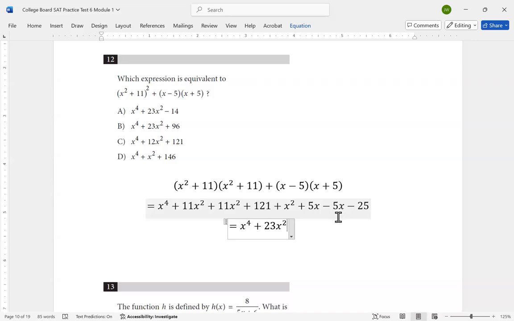And then with the constant numbers, 121 minus 25 gives a 96. So my final expression simplifies to x to the fourth plus 23x squared plus 96. And that is option B. So problem 12, the solution is option B, x to the fourth plus 23x squared plus 96.